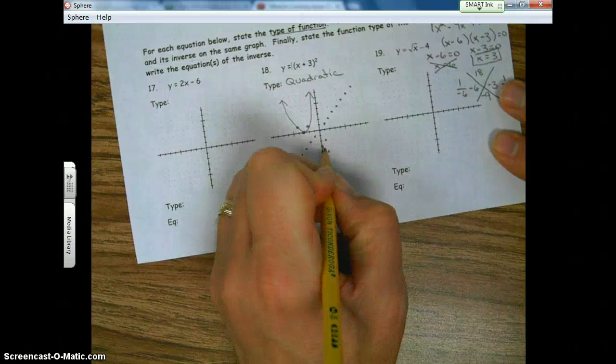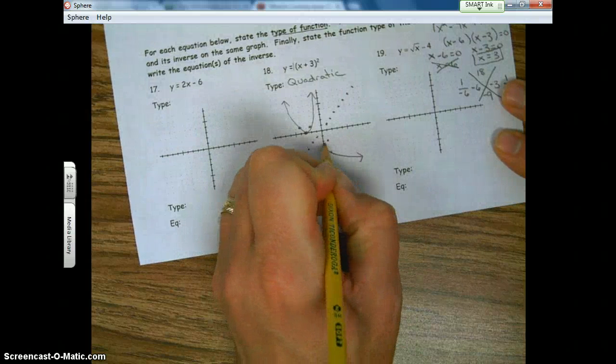And then the other one will end up here. Now I know we're running out of time, so I'll see you guys tomorrow to finish.